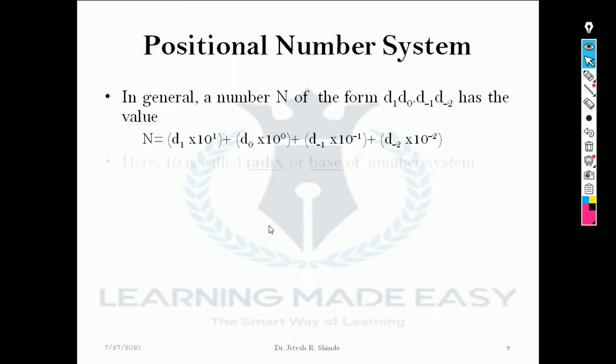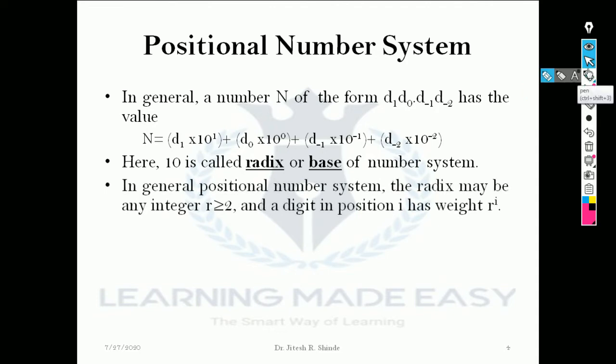In the positional number system, this 10 represents the radix or base. Since we are going with the example of a decimal number system, in the decimal number system this 10 is the base. It gives the idea of how many valid symbols are present in that particular number system. Instead of 10, we may write R. We may write this as r to the power 0, r to the power -1, or r to the power -2. So this formula becomes more generalized.